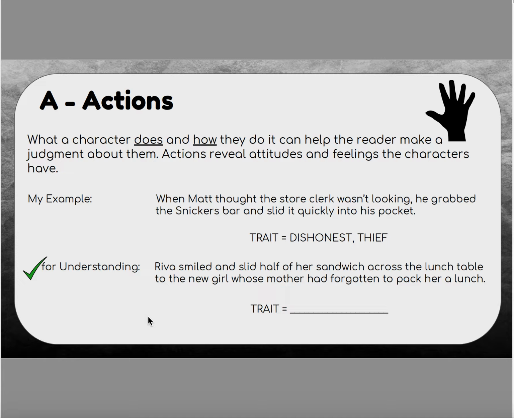So our check for understanding. Riva smiled and slid half of her sandwich across the lunch table to the new girl whose mother had forgotten to pack a lunch. So what does this suggest about Riva? She's going to give up half of her lunch to a new girl at the table. What does this suggest about her?